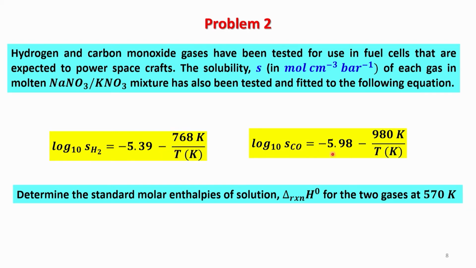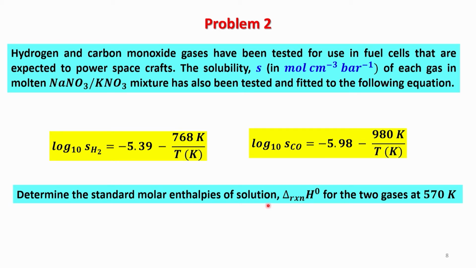Similarly, you get a linear fit of the solubility data of carbon monoxide in the molten salt mixture, and here once again you see some other value of the intercept and some other value of the slope. The question is, can I find out the standard molar enthalpies of solution, that is delta reaction H naught, for the two gases at 570 Kelvin?